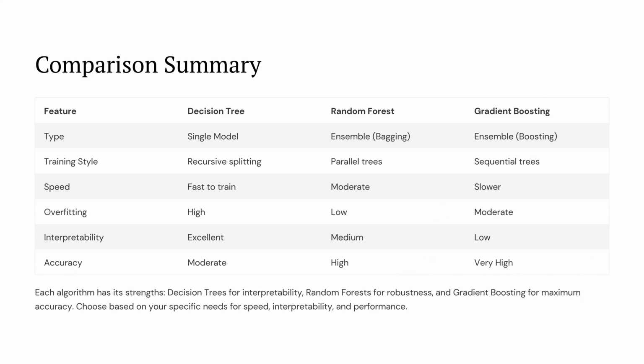Here is a quick comparison. Decision trees are simple and easy to interpret but may overfit. Random forest balances accuracy and stability. Gradient boosting gives the highest accuracy but takes more time and is harder to interpret. So choose based on your needs and goals.